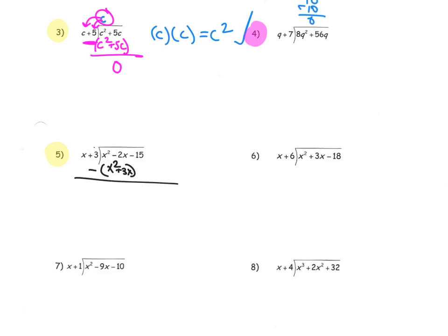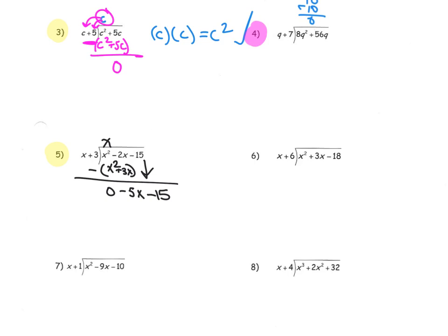Sorry if that's a little sloppy. We're going to distribute that negative, so x squared minus x squared is 0. Negative 2x minus 3x is negative 5x. We always bring down that other term, just how we did at the very top of the page, modeling what long division looks like with regular numbers, maybe no variables.